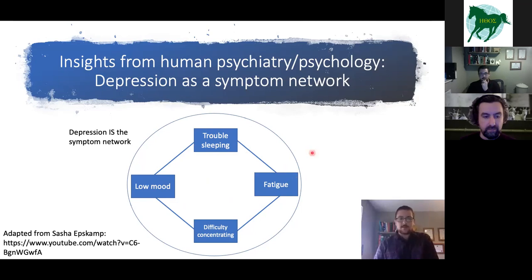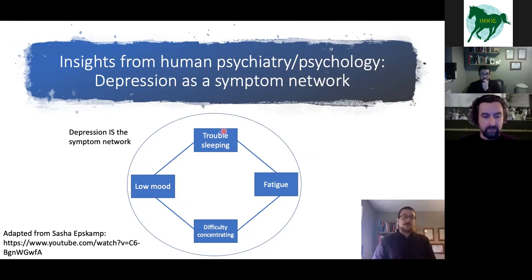So the basic premise here is that the reason the symptoms tend to co-occur together is because they directly cause each other. There are feedback loops and direct interactions between the symptoms. And in this sense, depression isn't a latent variable causing the symptoms. Depression is simply the symptom network.